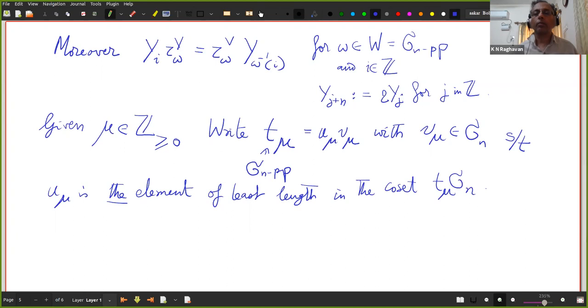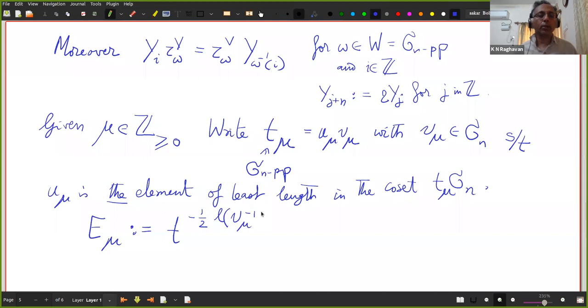So T_mu is an element, and think of it as its action on Z, and therefore there is a notion of length. If I multiply on the right by certain elements of S_N, its length may decrease. It's not very hard to show that there is one element of least length in this coset. Now you define E_mu, this is the climax, to be T to the minus half length of v_mu inverse.